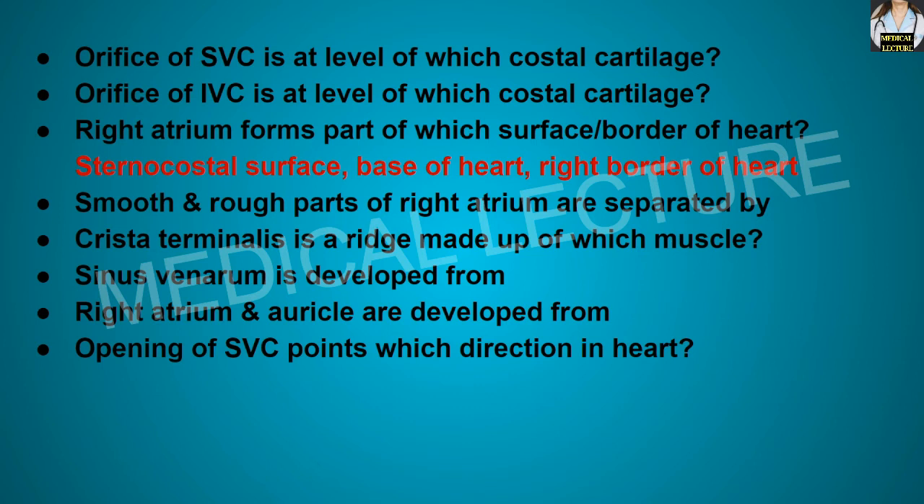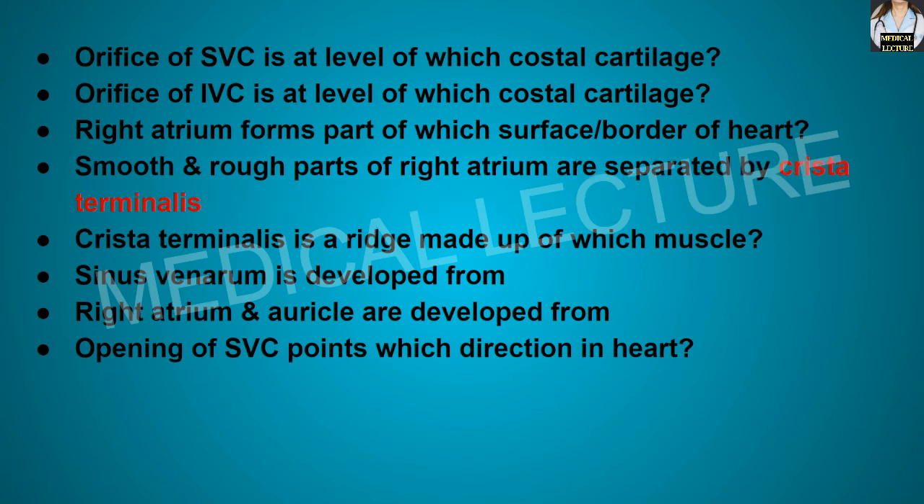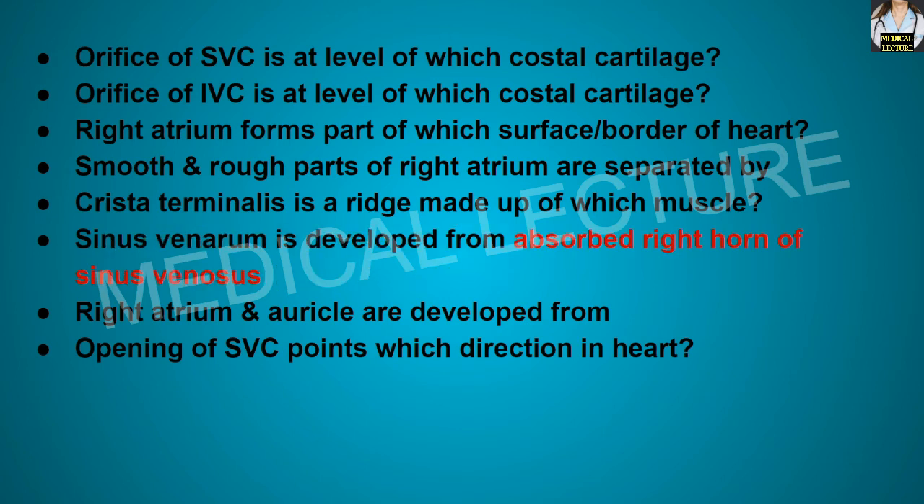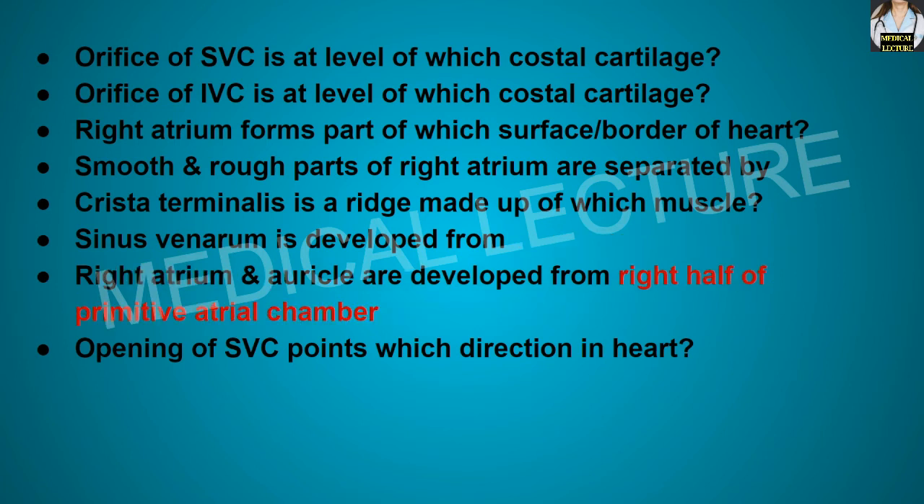Smooth and the rough parts of the right atrium are separated by crista terminalis. Crista terminalis is a ridge made up of which muscle? It is made up of smooth muscle. Sinus venarum is developed from absorbed right horn of the sinus venosus. Right atrium and the auricle are developed from right half of the primitive atrial chamber.